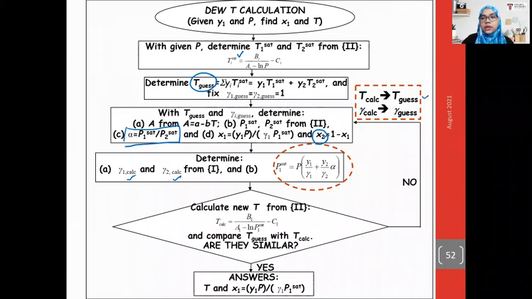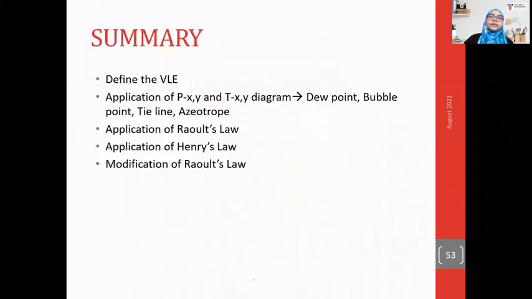Okay, this procedure, the dew T calculation for the modified Raoult's law, is the most difficult calculation, because you have two parameters that should be compared between the calculated and guessed values. And if you find the values are similar, you can end your iteration to determine your temperature and the composition in the liquid phase.